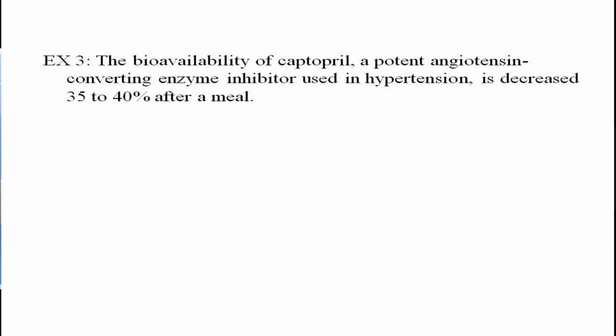And the next example is the bioavailability of captopril. Captopril is a potent angiotensin converting enzyme inhibitor used for hypertension. Its bioavailability is decreased by 35% to 40% after a meal. So these are some of the examples for the effect of food on drug absorption.